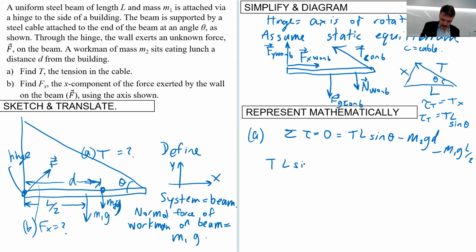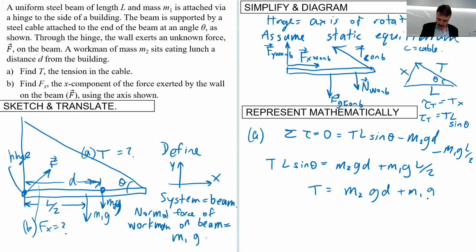T times L times sine theta is equal to M2 G D plus M1 times G times L over 2. So tension just equals M2 times G times D plus M1 times G times L over 2, divided by L sine theta. And this question doesn't actually give you any numbers, so I think that's just it.